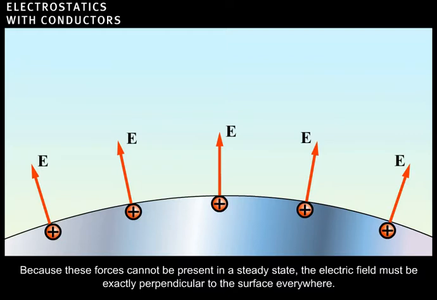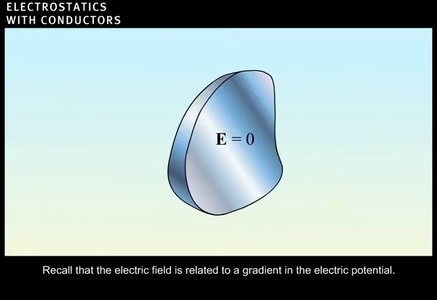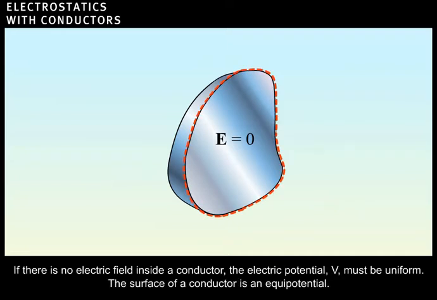surface everywhere. Recall that the electric field is related to a gradient in the electric potential. If there is no electric field inside a conductor, the electric potential V must be uniform. The surface of a conductor is an equipotential.